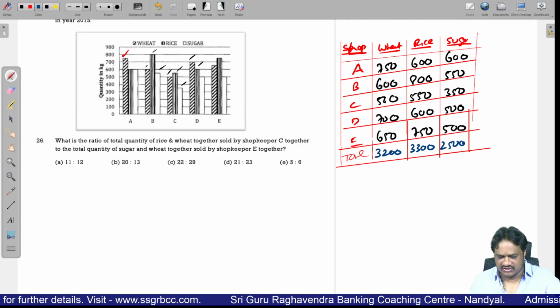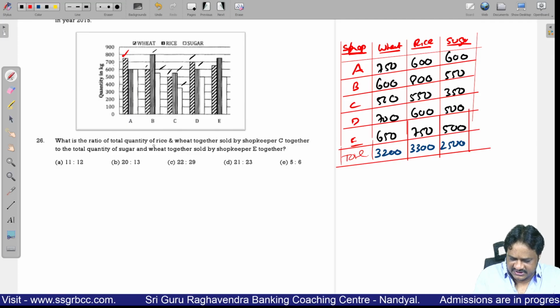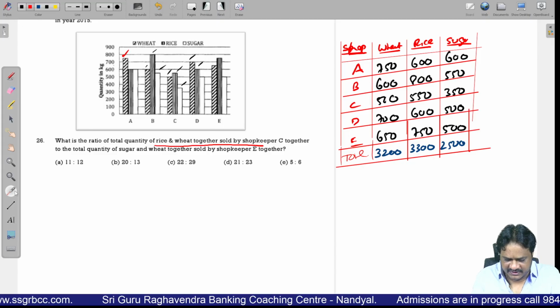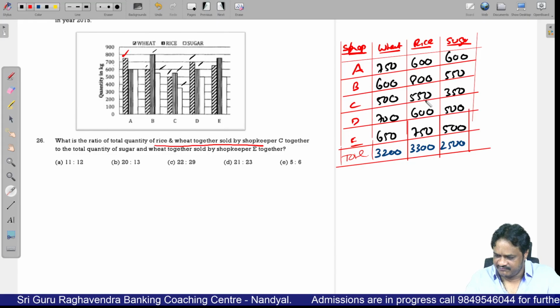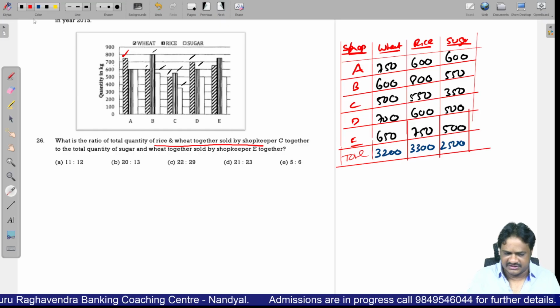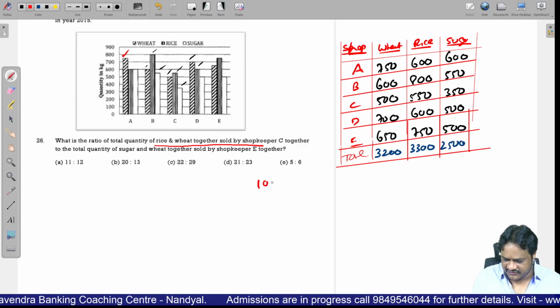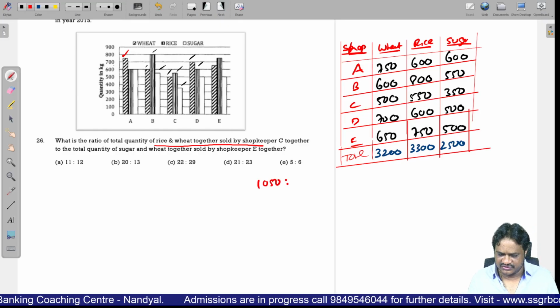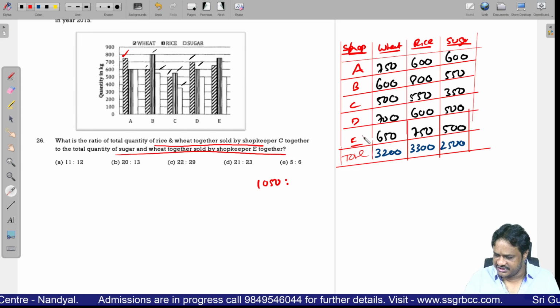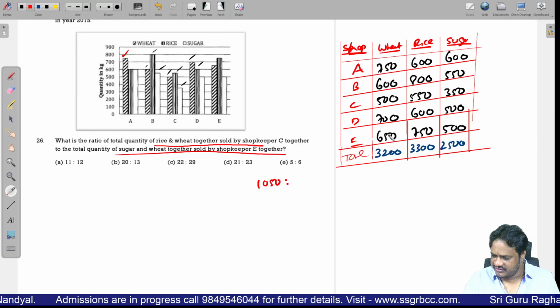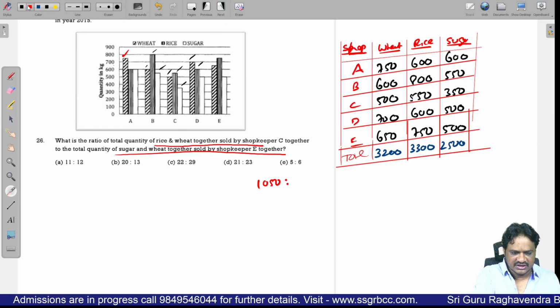What is the total quantity of rice and wheat by shopkeeper C? This is shopkeeper C. Rice and wheat total 500 plus 550, that is 1050. 1050 is to sugar and wheat by E. This is E sugar and wheat. 500 plus 650, that is 1150.